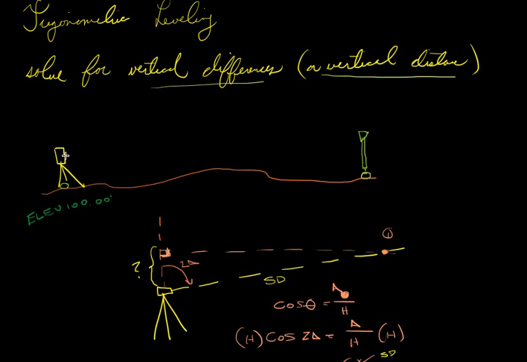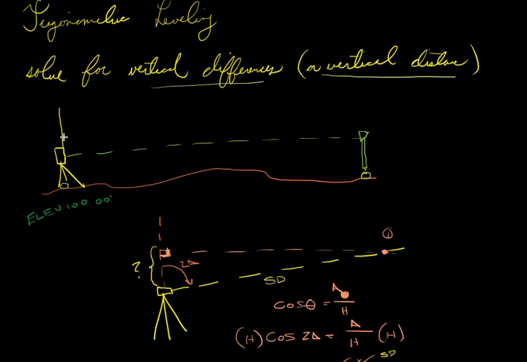And we're going to shoot a slope distance to this prism. We want to be right in the center of the prism, right? Vertically, we want to be right in the center of the prism. Horizontally, we want to be in the center of it too. And we're going to get the vertical difference.